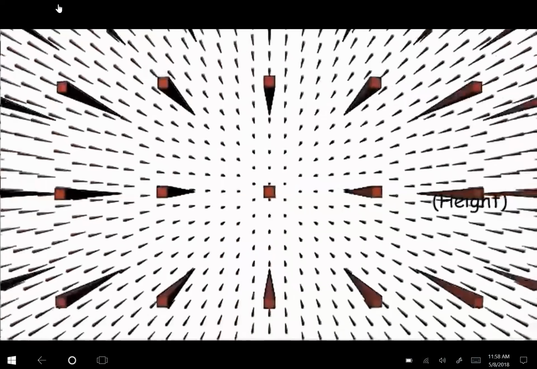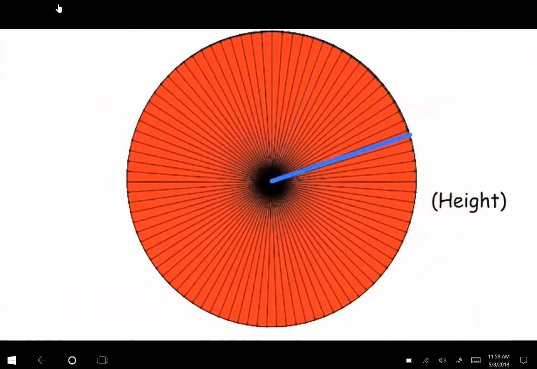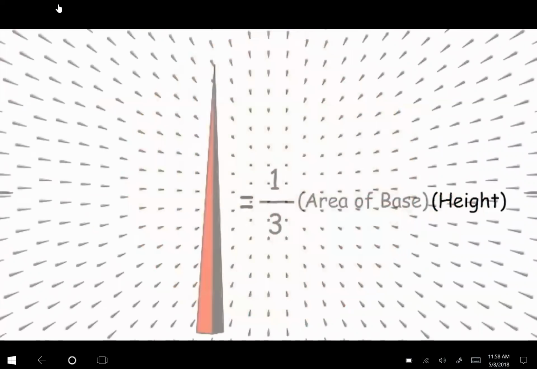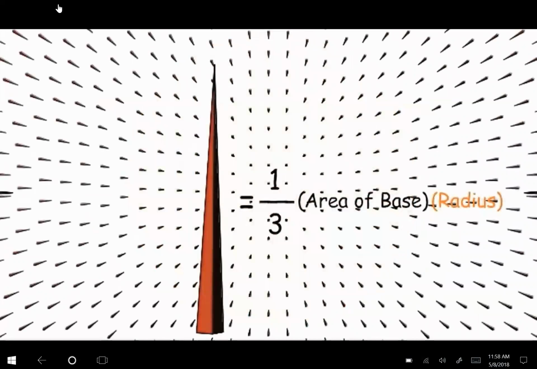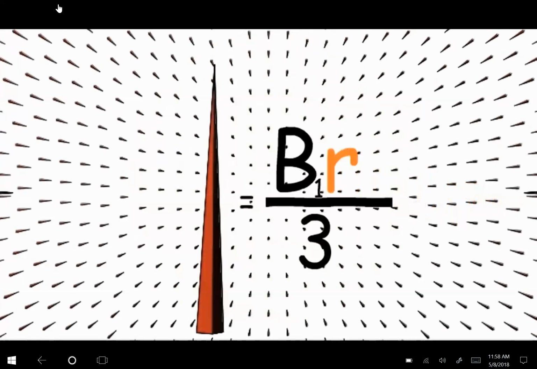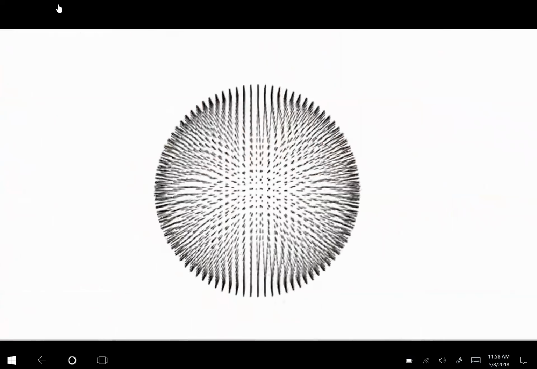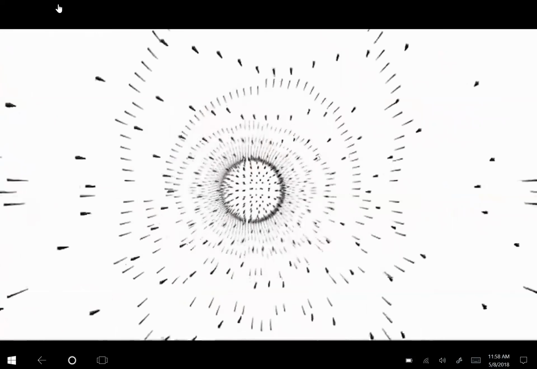Now let's quickly show that the height of all the pyramids that make up the sphere is actually equal to the radius. So the height of our pyramids is the radius, and our equation becomes 1 over 3 area base times radius. And we will simplify this equation by replacing radius with r and area base with b. We will be numbering the bases, so we start with base 1, and our equation is base 1 times r over 3.